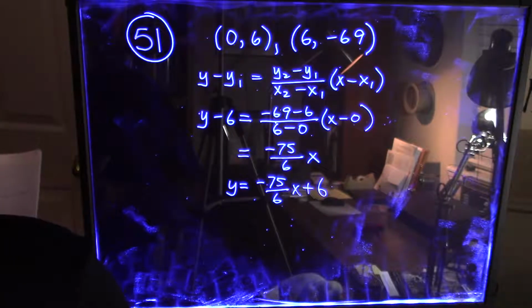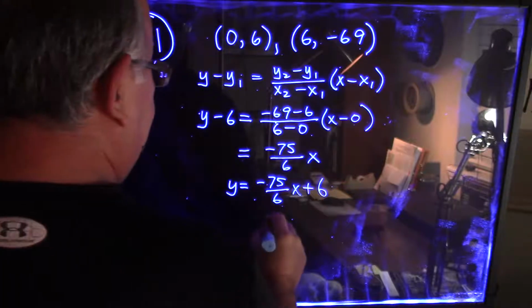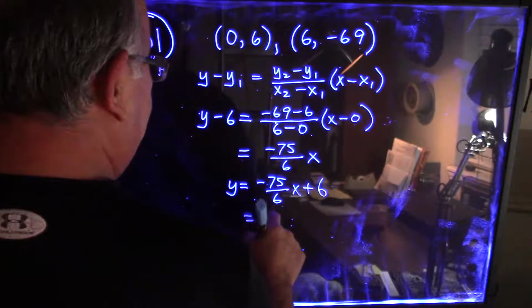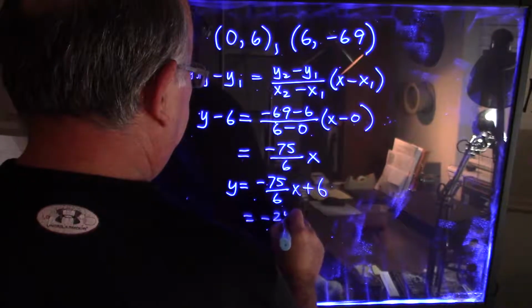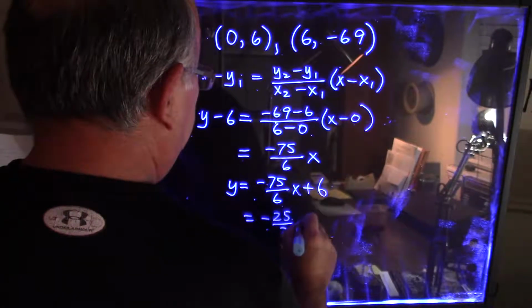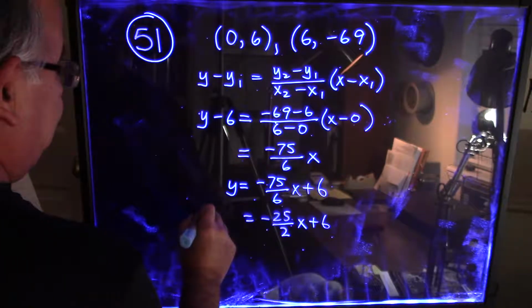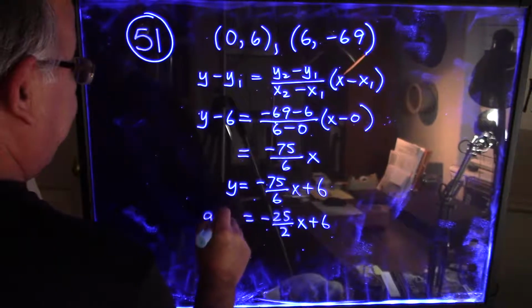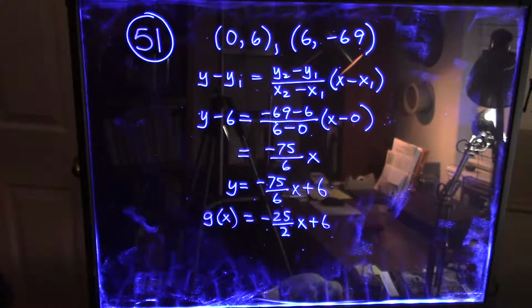Now this can be reduced. 3 goes into both of those, so you've got negative 25 over 2 x plus 6. You can call that g of x, because that's what the table calls it. There you go.